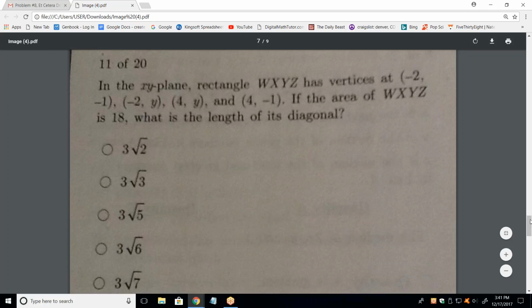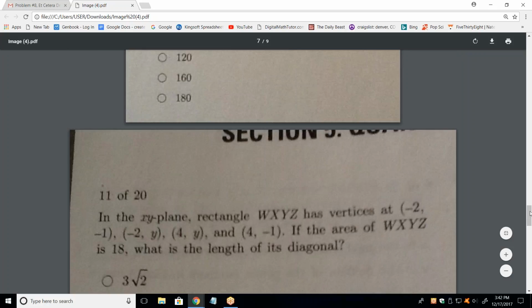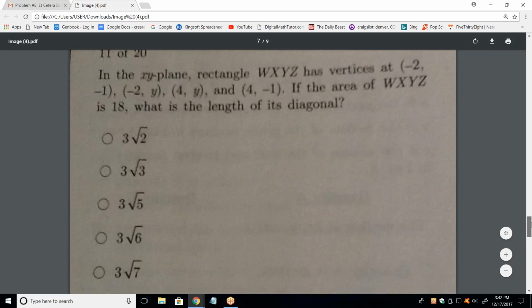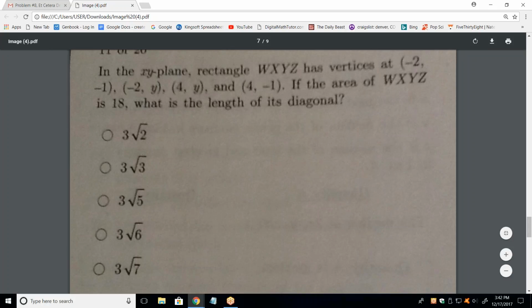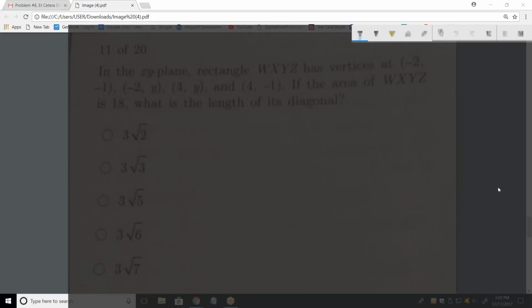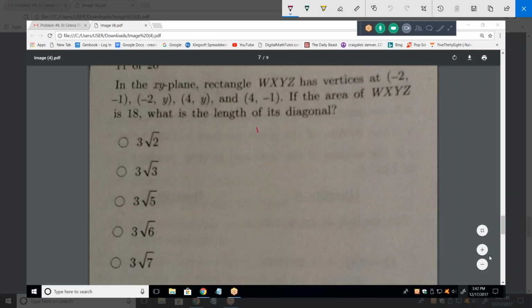Well, even though I hate to take the time to draw and label the rectangle, might be able to do enough of it to come up with the answer. Probably not, because it's asking about the diagonal, but so the vertices are -2, -1. That's W. The next one is -2y. We'll put it up there. That's X.